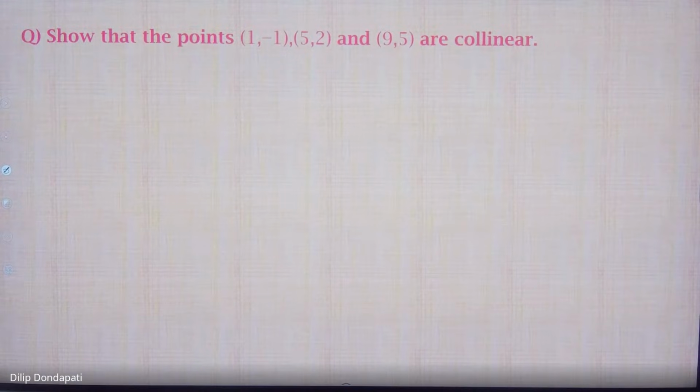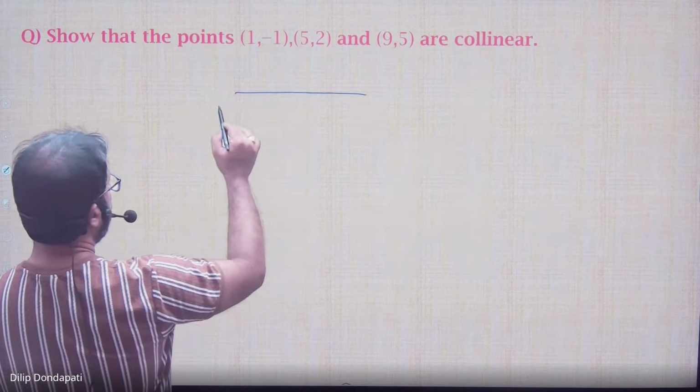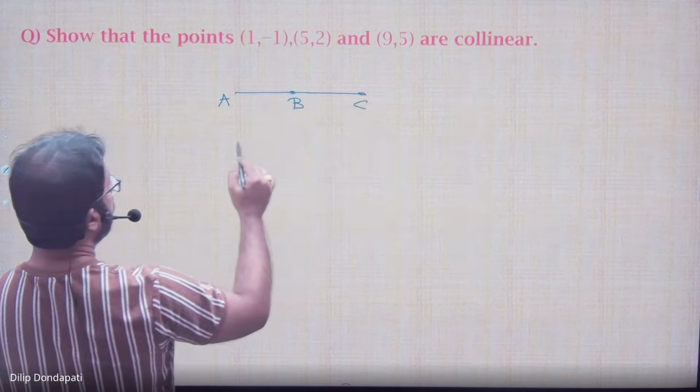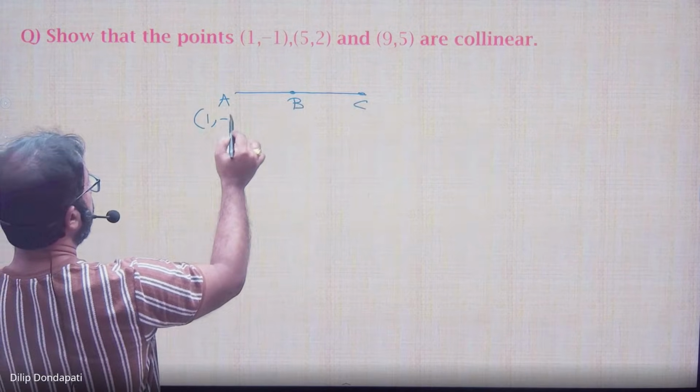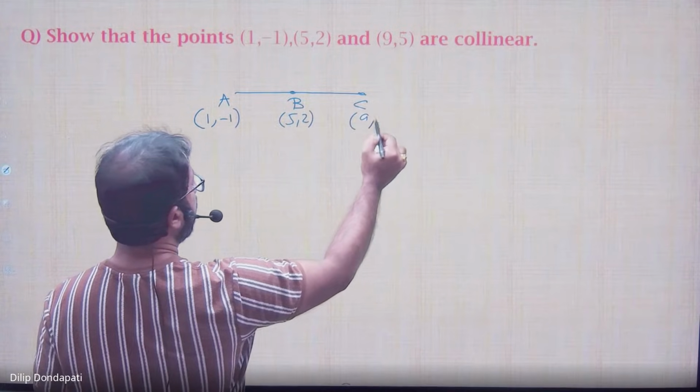Let's start the questions. Look, to show that the points are collinear, we have to prove they are collinear. Find it with the help of distance. So 3 points lying on the same line are called collinear. The coordinates are given: A is 1, -1, B is 5, 2, and C is 9, 5.